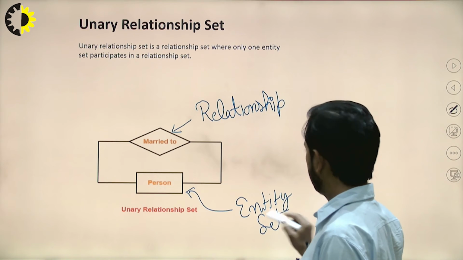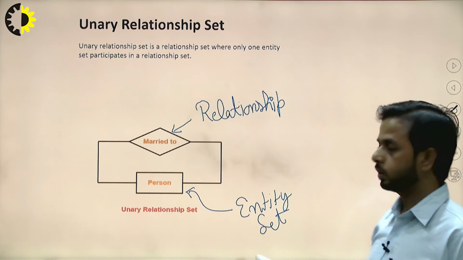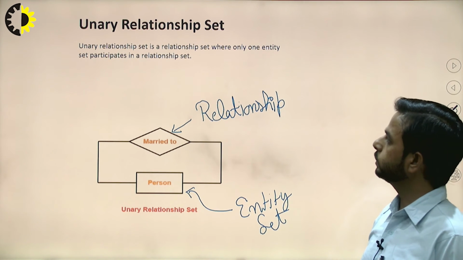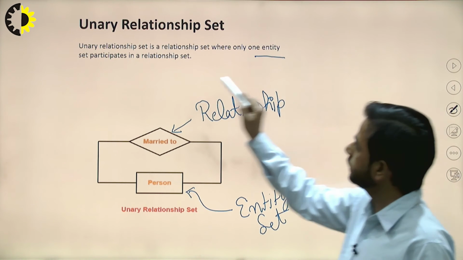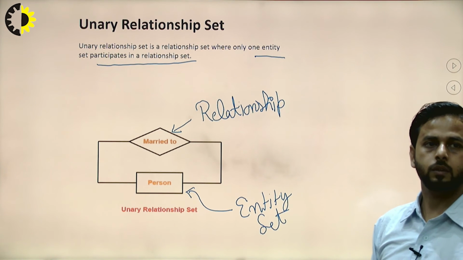So a person is married to some person. Okay, so it is a unary relationship. A unary relationship is a relationship set where only one entity set participates in a relationship set.